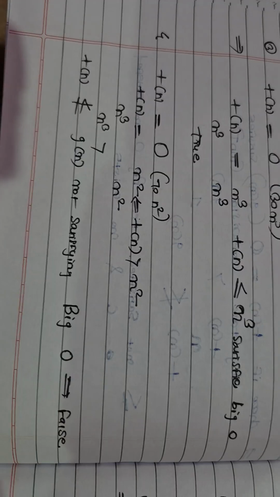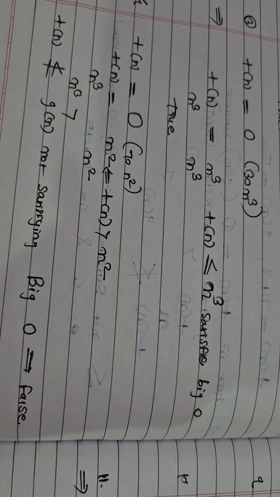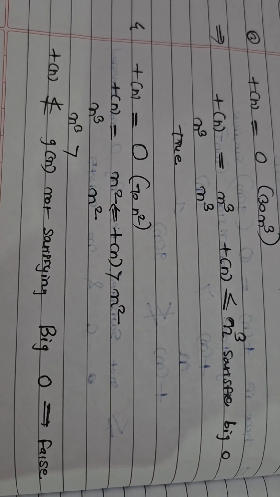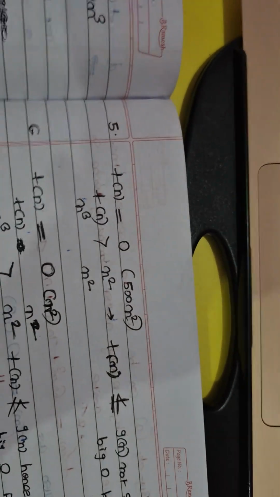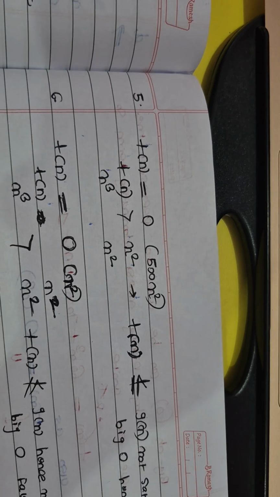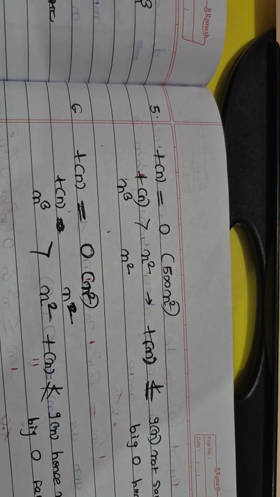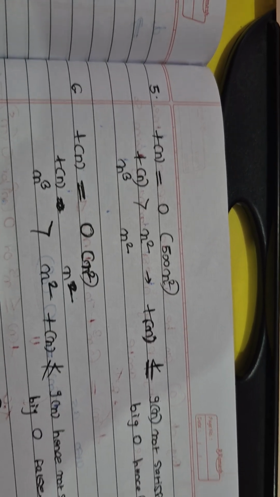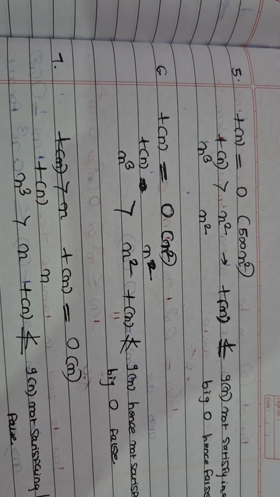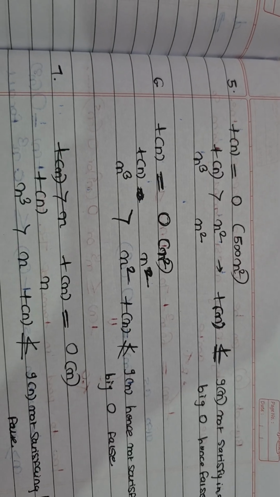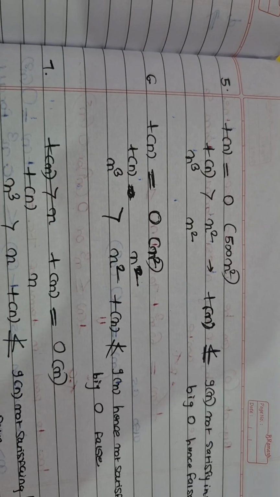Then 70 n square: n cube is greater than n square, so it does not satisfy T of n less than or equal to G of n, so it does not satisfy big O, so it's false. And here 500 n square, n cube is greater than n square, so T of n is not less than or equal to G of n, so it does not satisfy big O, and it's false. Again n cube is greater than n square, so T of n is not less than or equal to G of n, it does not satisfy big O, and it's false.